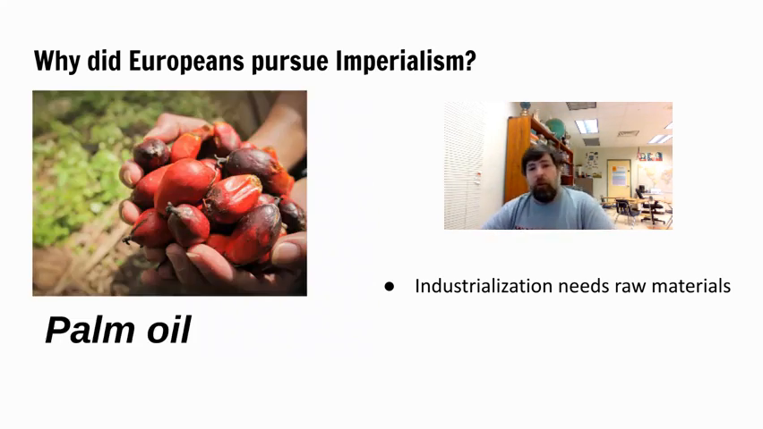Other kinds of raw materials that they use: palm oil, which comes from West Africa. It comes from these palm nuts that you can get the oil out of, and then you can use it to lubricate the machines. Just like your car engine needs oil in order to not shut down, these machines need oil too. You can also turn palm oil into soap.